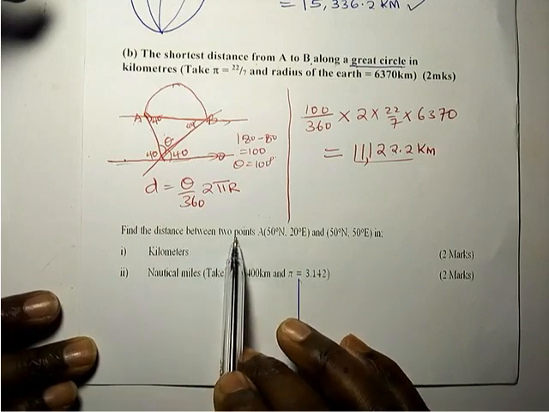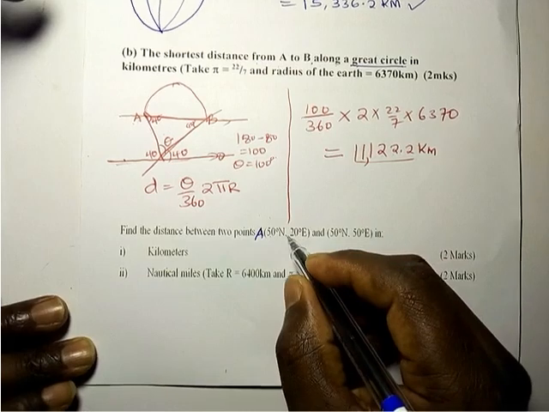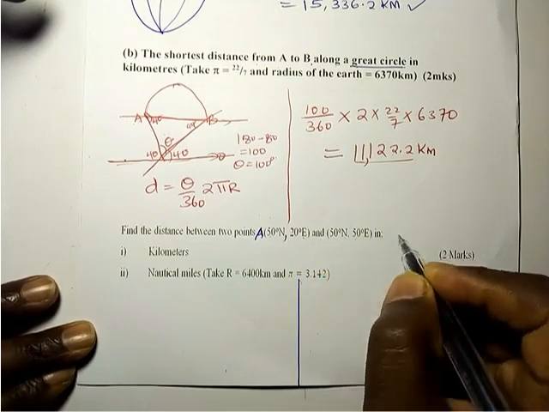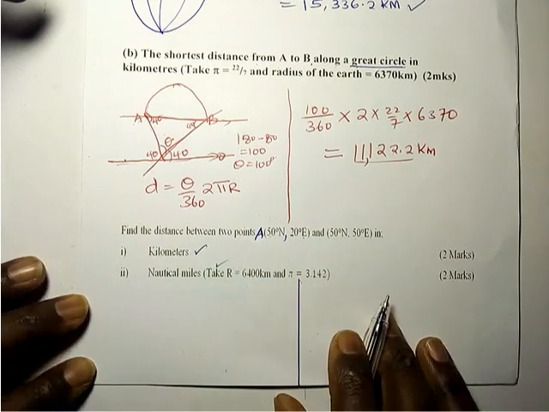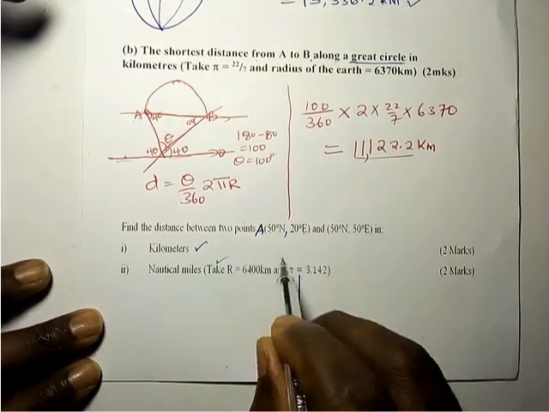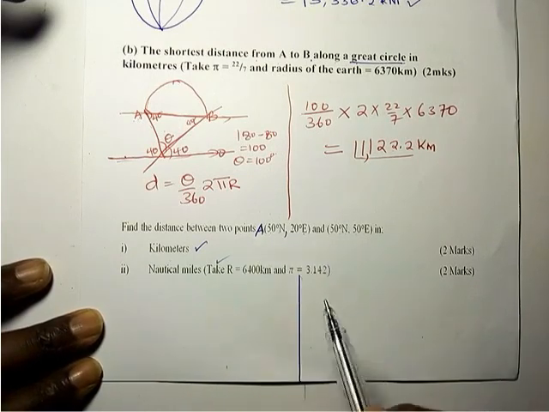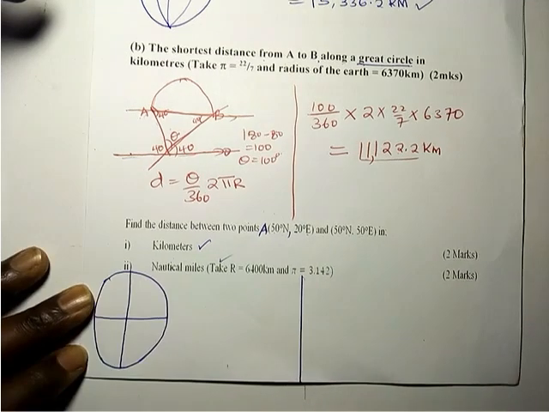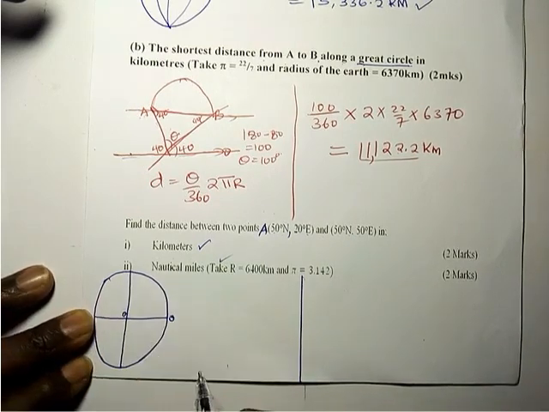Find the distance between two points A, 50 degrees north, 20 degrees east, and B, 50 degrees north, 50 degrees east. First in kilometers and then in nautical miles. So let us go straight away. Let us first see, is this a great circle or a small circle? The good thing you must do is to sketch. Let us sketch first. So this is the equator, and this is the Greenwich meridian, 0.